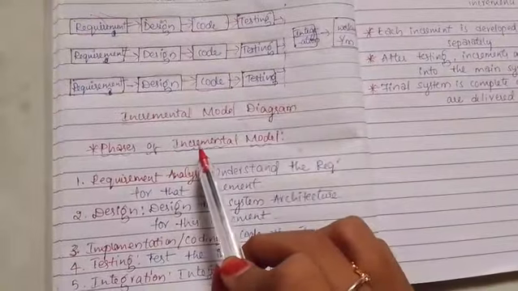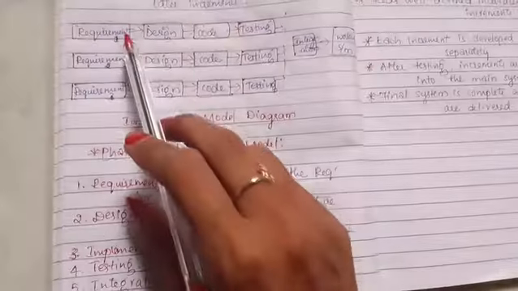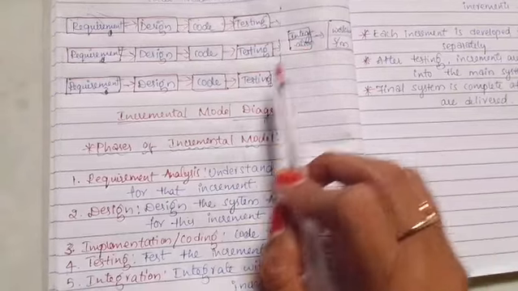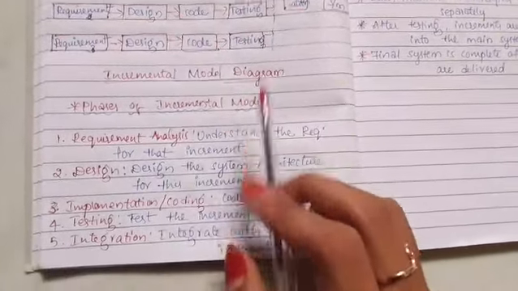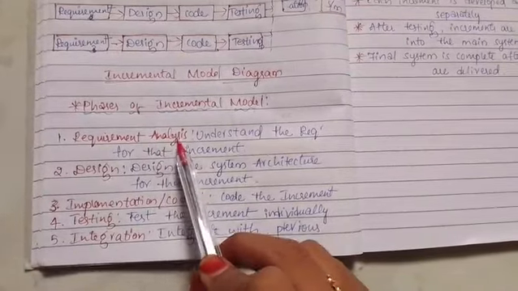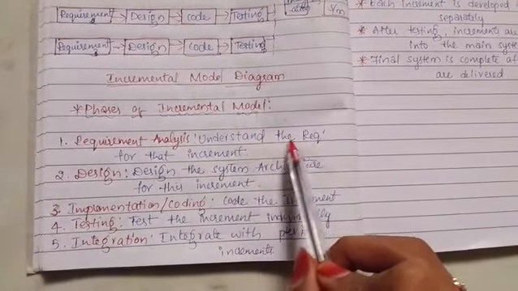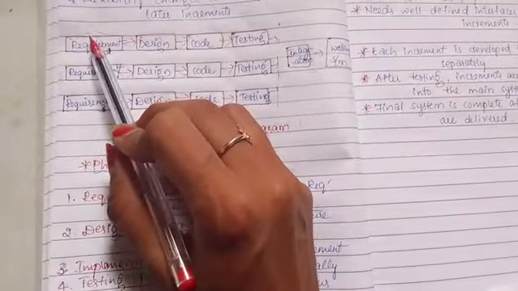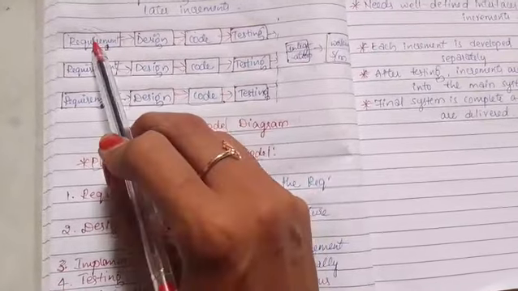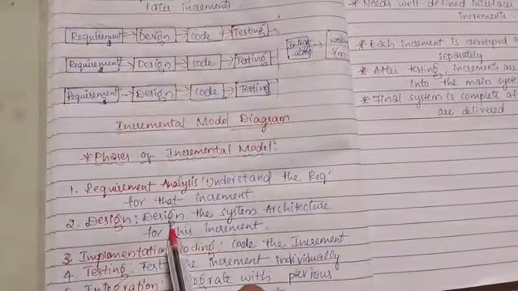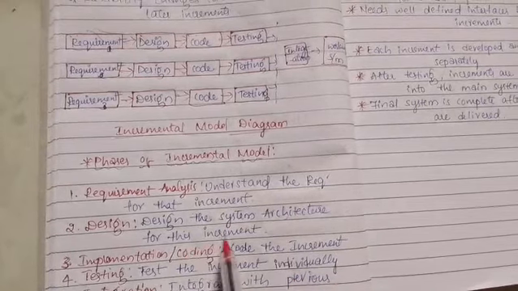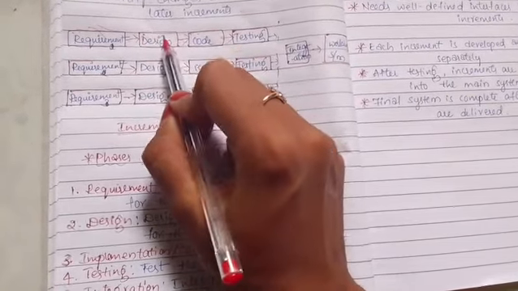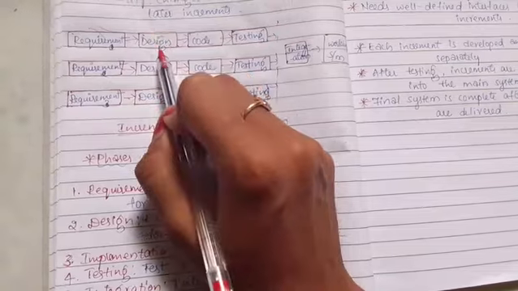And the phases in the incremental diagram are requirement analysis, design, code, testing and integration. These are the phases of the incremental model. Let us see them one by one. Requirement analysis: we have to understand the requirements for that increment. And design: we design the system architecture in this phase for that particular increment.